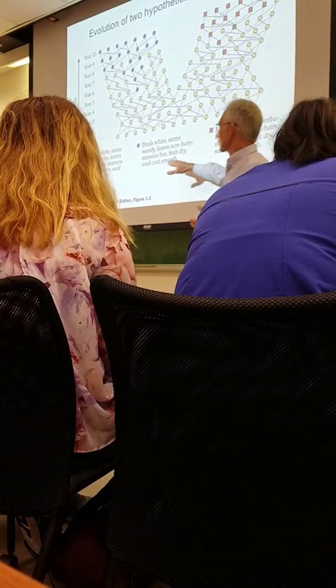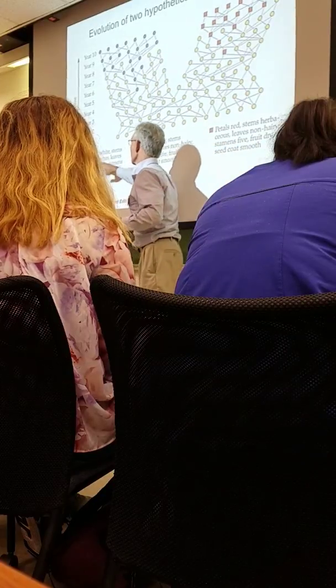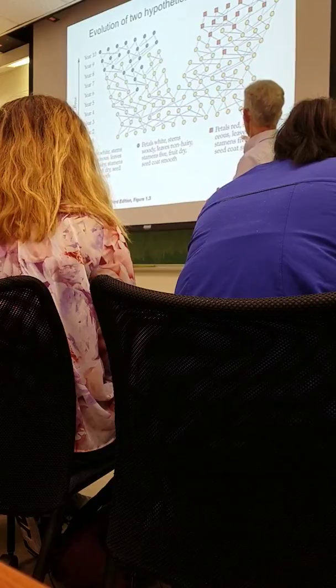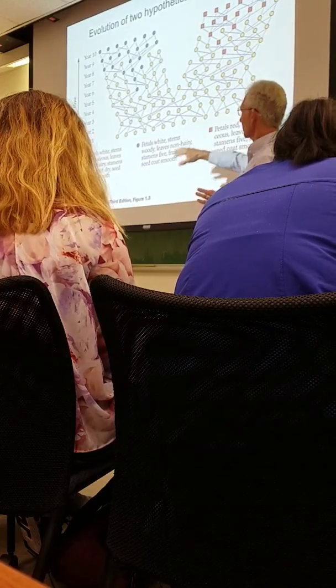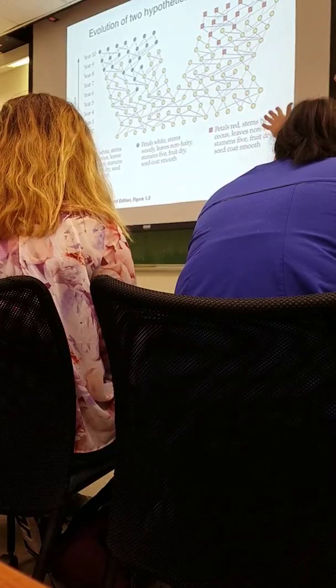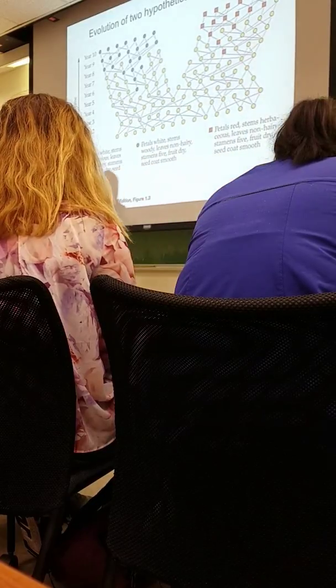Again, it's using characters. The color of the petals would be a character. The colors would be the states. It's using features of the stem, whether it's herbaceous or woody, as another character, and you're looking at states of those. So you can look at that, but then to get the idea.